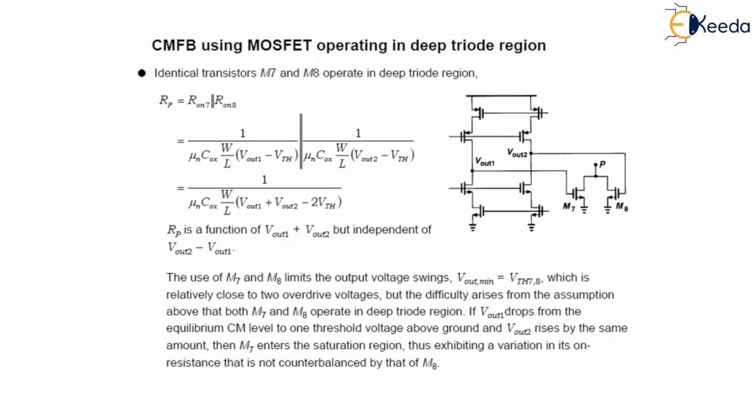So in this particular common mode feedback using a MOSFET, we have used two transistors M7 and M8 in the deep triode region, which will introduce a resistance between P and ground, and the use of M7 and M8 basically limits the output voltage swing. So this is all about this.